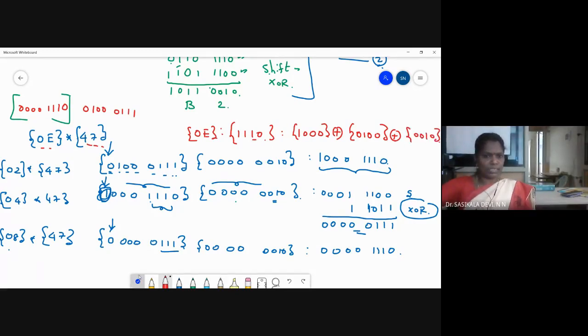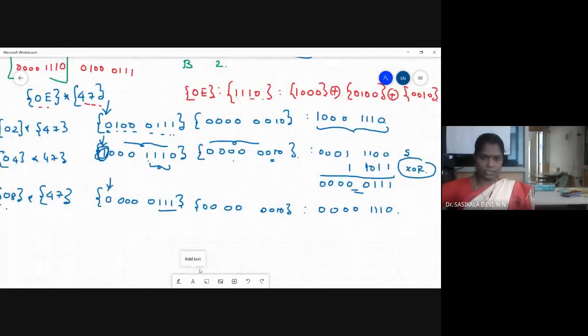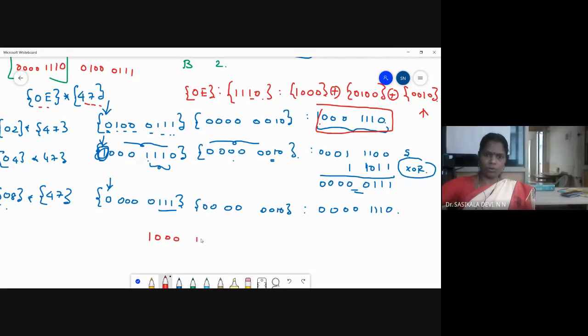So what is the answer here? We have to do the XOR operation. Let's take all the answers together. This is multiplication by 2, this term. So the result here, is it 1 or 0? 1, balance. So multiplication by 2 is 10011 0. So this is multiplication by 2, that is 10. Then for multiplication by 4, you just take this.